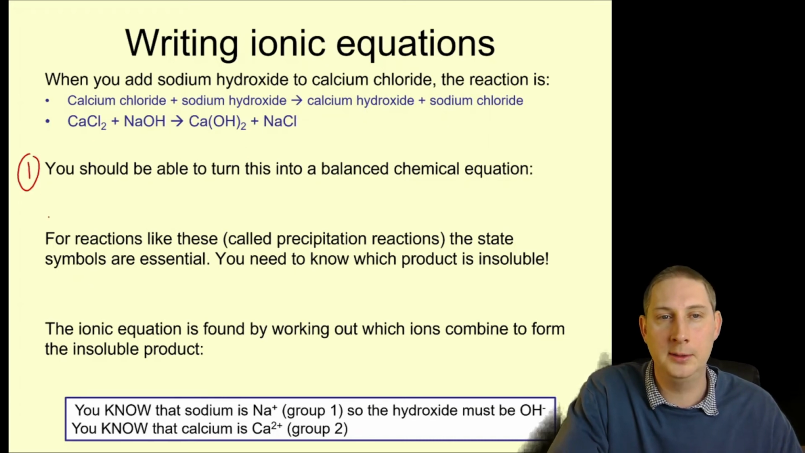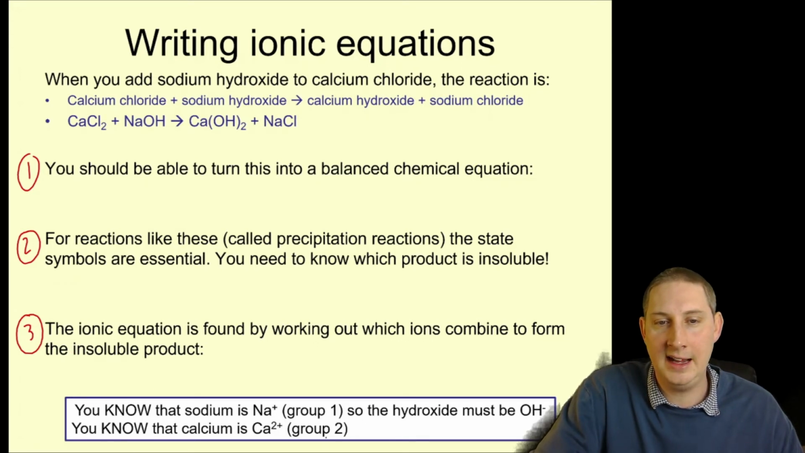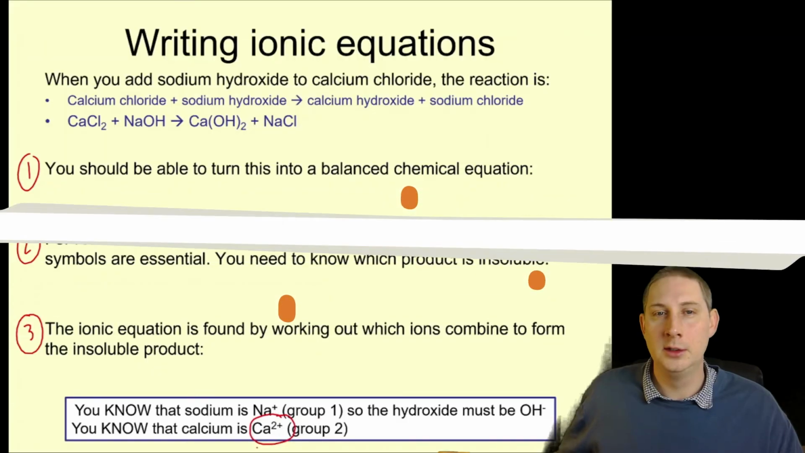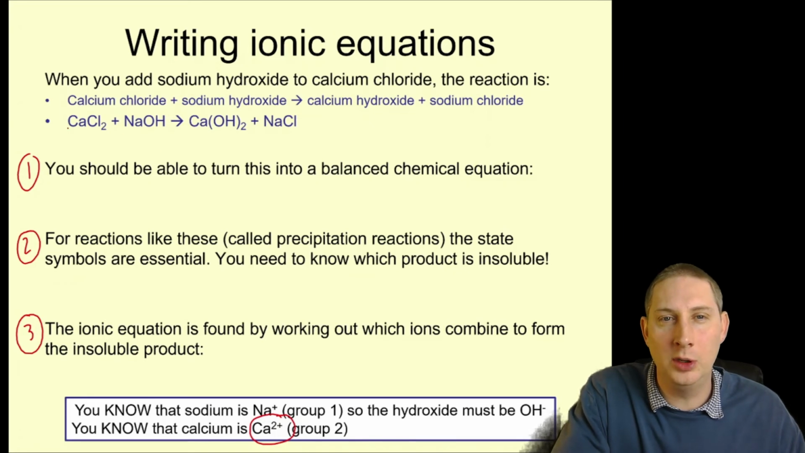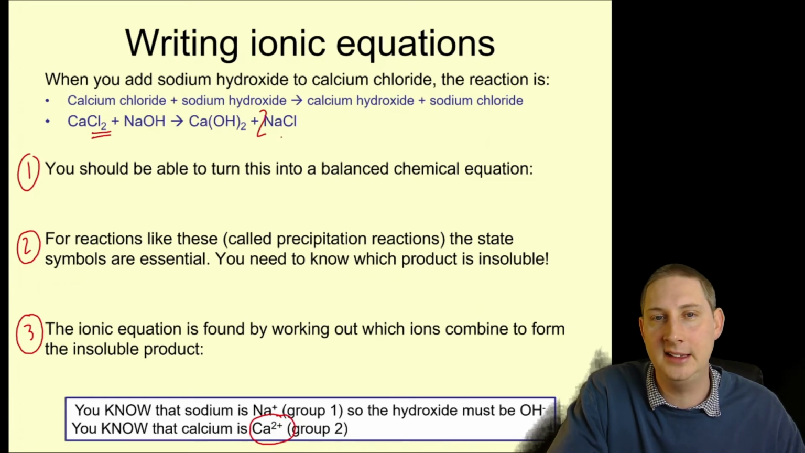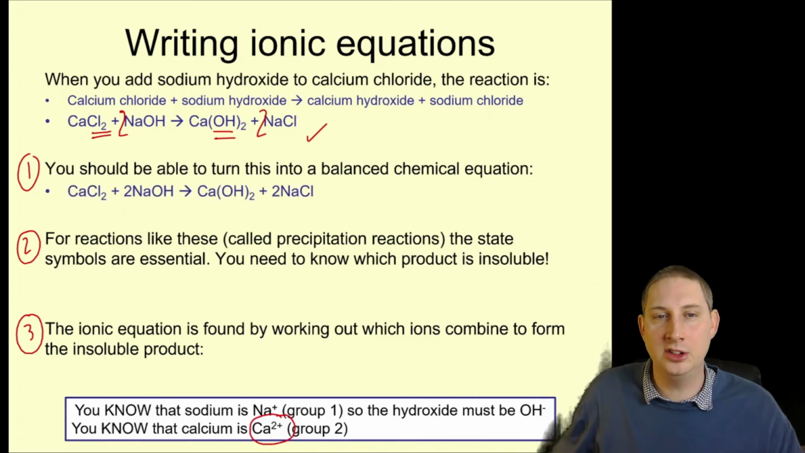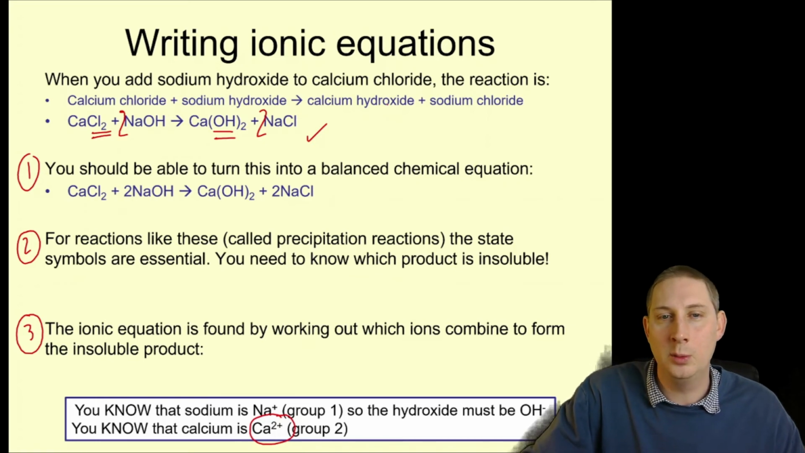So again, number 1, balance the equation. Number 2, add state symbols. Number 3, what's the ionic equation? I have reminded you that calcium is group 2, so it is Ca2+. Pause the video, have a go. Right, balancing this equation, 1 calcium, fine. 2 chlorides, 1 chloride, so it must be 2 NaCl. 2 hydroxides means we must have 2 NaOH. So checking the sodiums, we've got 2 sodiums on the left, 2 sodiums on the right, so our balanced chemical equation is that.